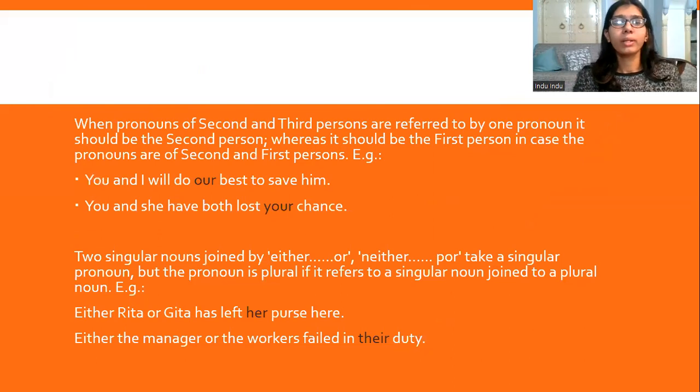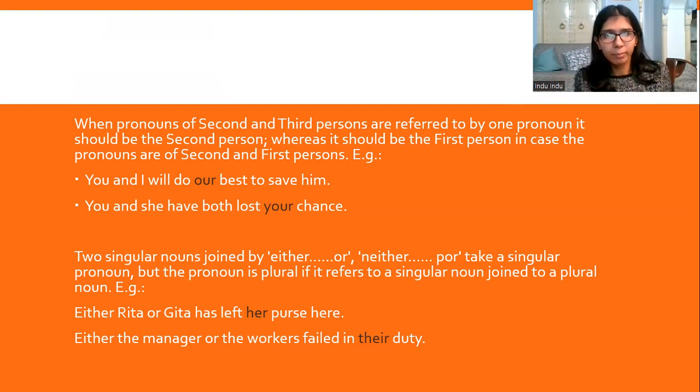Also, when the pronouns of second and third persons are referred to by one pronoun, it should be in the second position. Whereas it should be in the first position in case the pronouns are for second and first persons. For example, you and I, it's second person and first person, right? We'll do our best to save him. You and I will do our best to save him. Now we have second and third persons. You and she have both lost your chance. So here we are using the second person. You and I will do our best to save him. This is the first person, right?